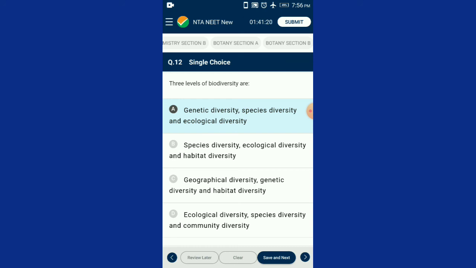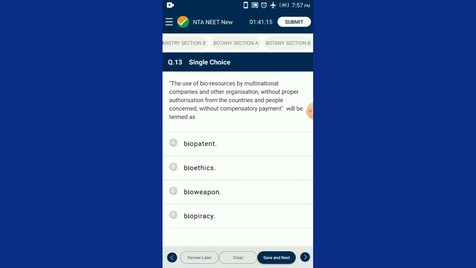Question number 13. The use of bioresources by multinational companies and other organizations without proper authorization from the countries and people concerned, without compensatory payment, will be termed as biopiracy.